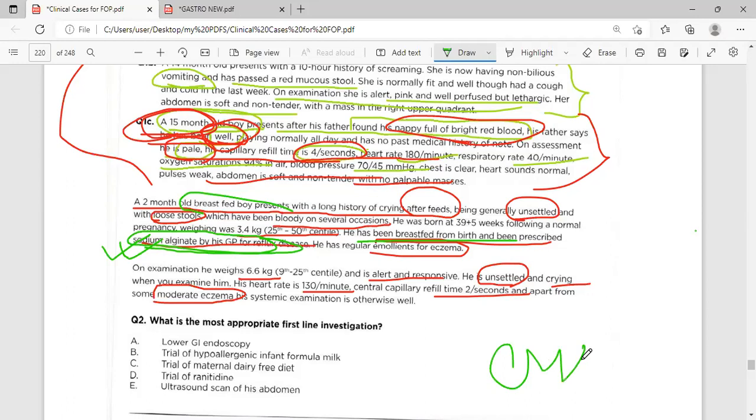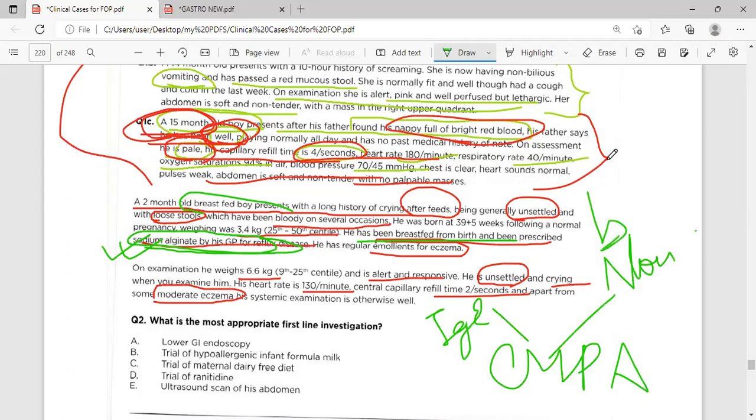Yes, you are absolutely right. But which cow's milk protein allergy? Is it IgE mediated or non-IgE? If it is IgE mediated, the presentation will usually be very early and there will be no bloody stool. But if it is non-IgE mediated, there will be a long history. See, this child is coming with a long history. Plus, there will definitely be a history of bloody stool, which is an important feature of colitis. So this is a case of non-IgE mediated cow's milk protein allergy.